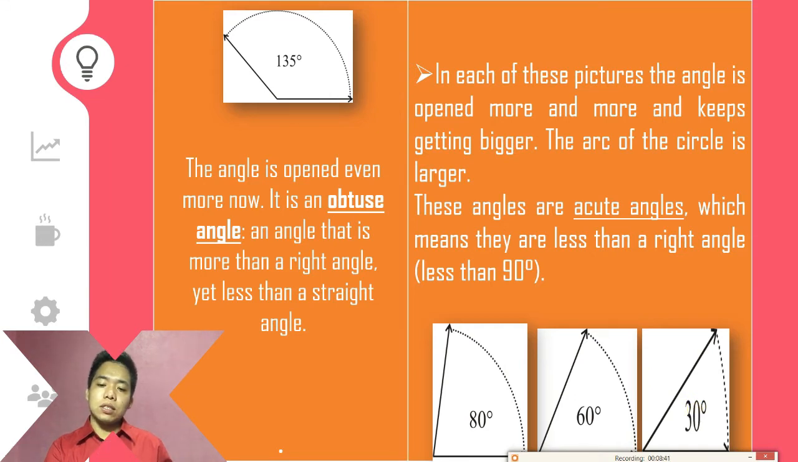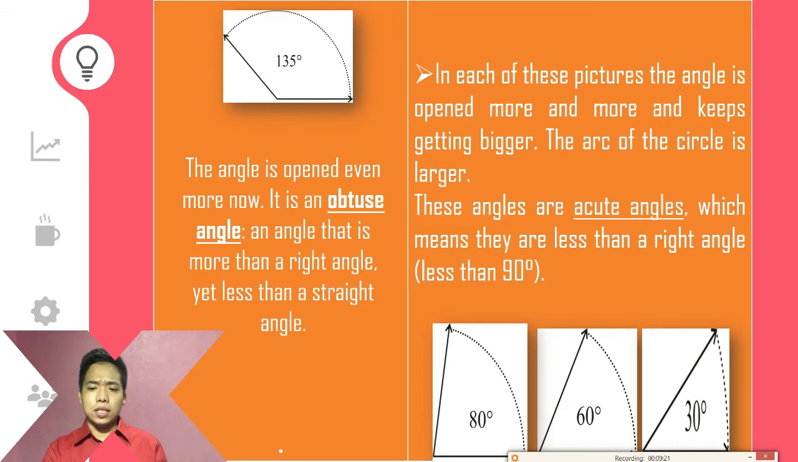On the right side we have 3 angles. From right to left, increasing measures, but they are all less than 90 degrees, and we call them acute angles, which means that they are less than a right angle. So if more than 90 degrees but less than a straight angle, we call it an obtuse angle. But if they're all less than a right angle, then we call them acute angles.